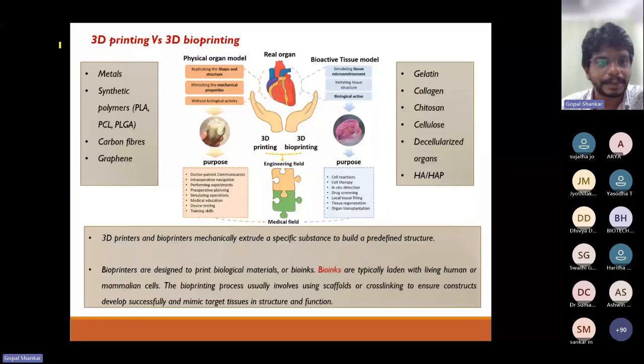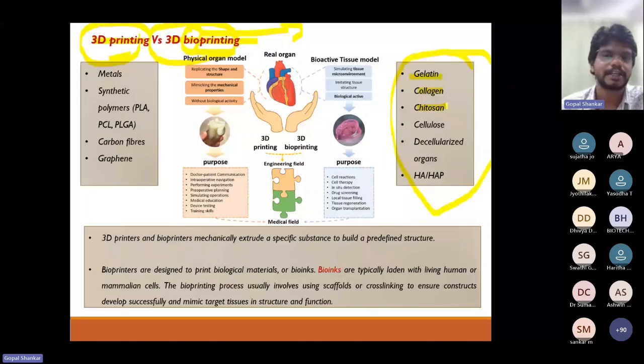So there is some difference between 3D printing and 3D bioprinting. The difference is that when you print only the material, it is called 3D printing. When you print the material along with the cells, it is called 3D bioprinting. That is why the term bio is introduced. Bio is basically indicating the cells that you put inside your material and you print them. So what materials can I print? You can print n number of materials. These are basically the natural sources: gelatin, collagen, chitosan, cellulose, decellularized organ, HAP, that is hydroxyapatite.